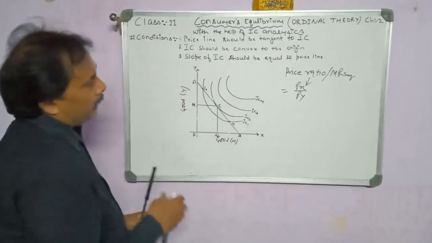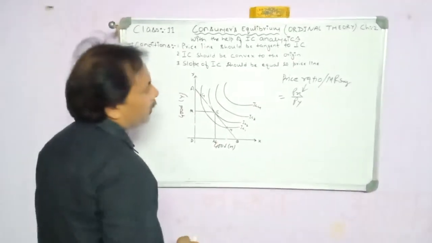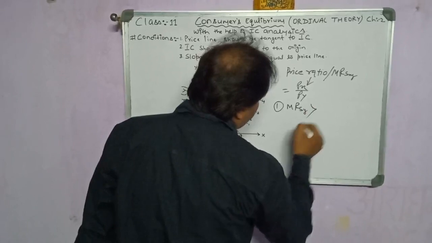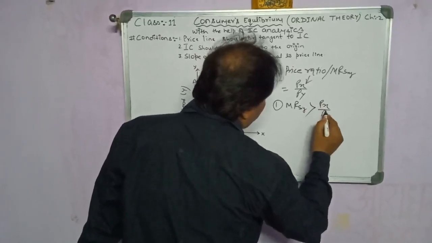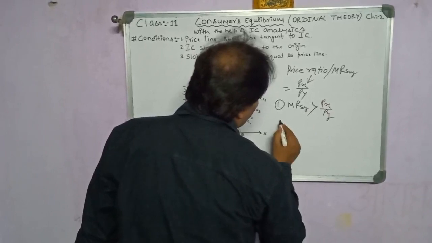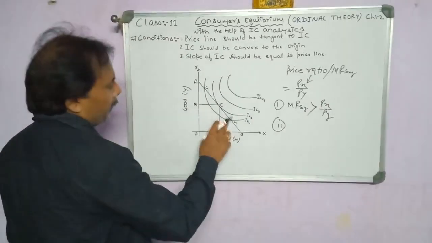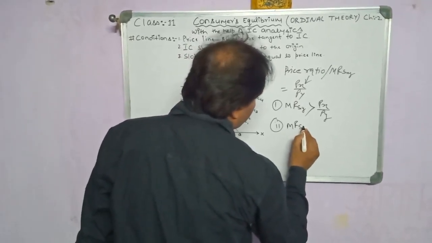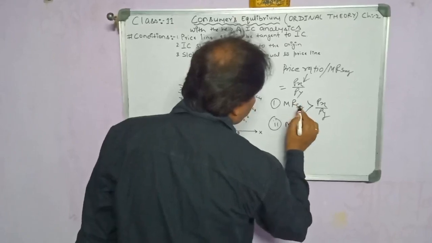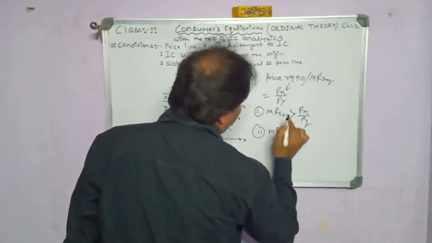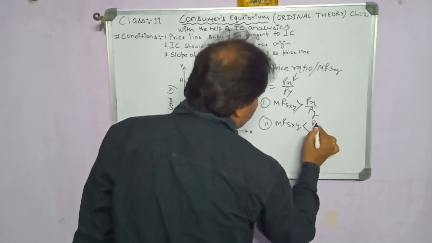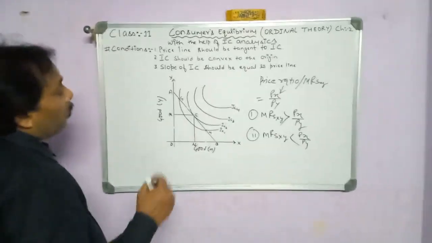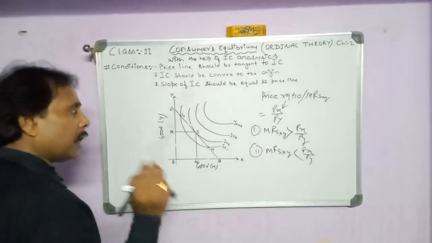MRSXY. It may create one of two problems: MRSXY may be greater than PX divided by PY, or if we take the other edge point, MRSXY may be less than PX divided by PY. So we can say only E is the point which shows the equilibrium.